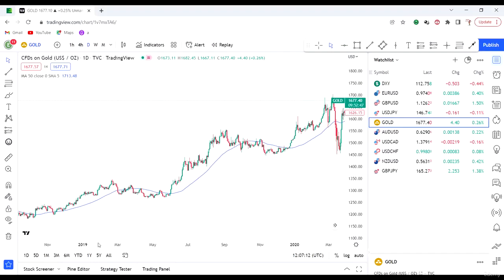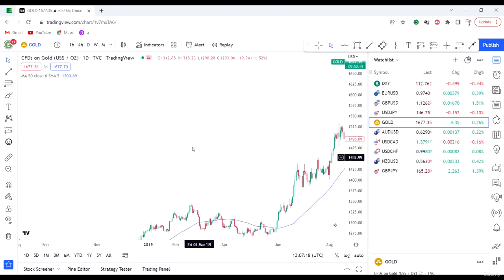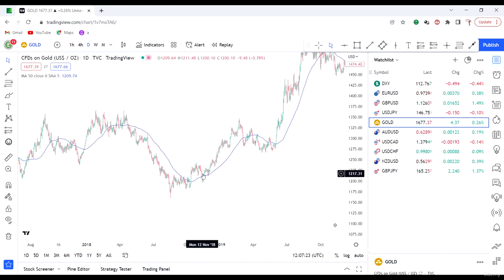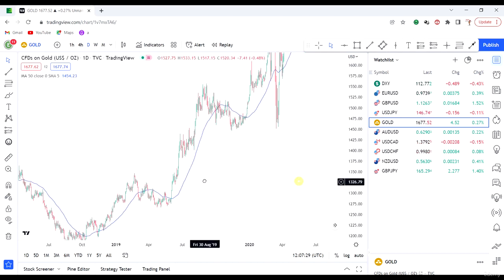So we can see at points like this, after we entered here, we can see that the market continued trending. So in cases like this, we might want to continue going with the trend.